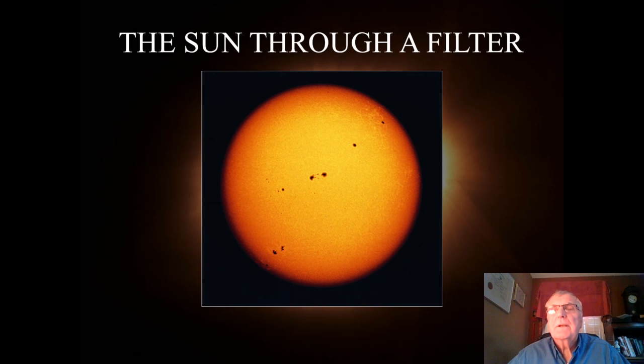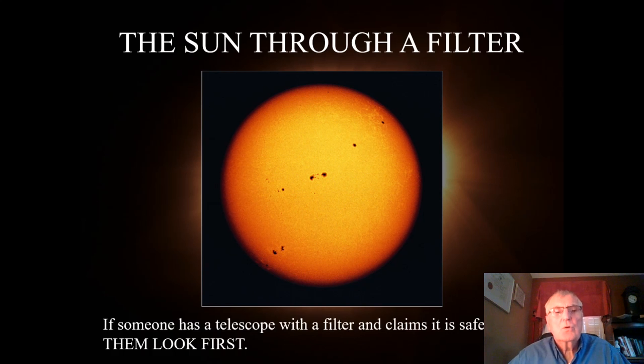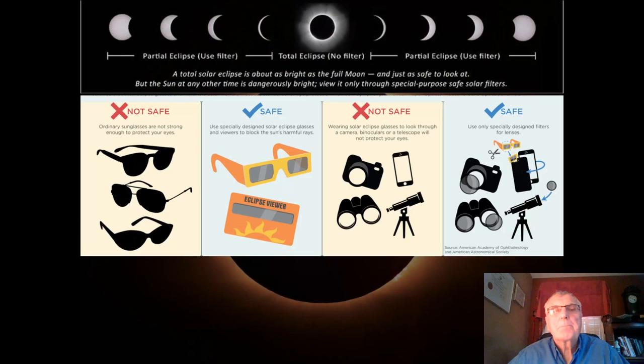You can put a filter on a telescope. Now, here is a very important rule: if someone has a telescope with a filter and claims it's safe, have them look first. I don't care how dark your sunglasses are, they're not good enough. The only safe way to really observe this thing is with an eclipse viewer or a pair of eclipse glasses. Don't point your camera, a pair of binoculars, a telescope, anything at the sun.